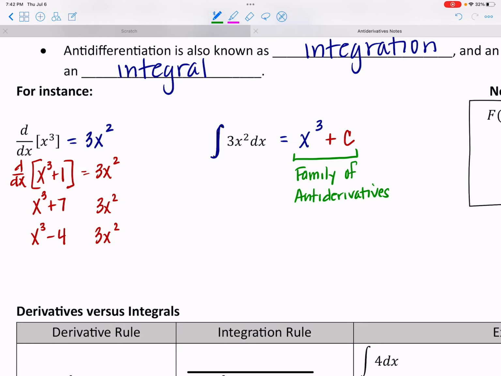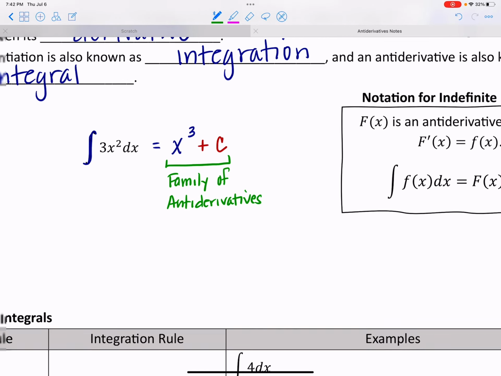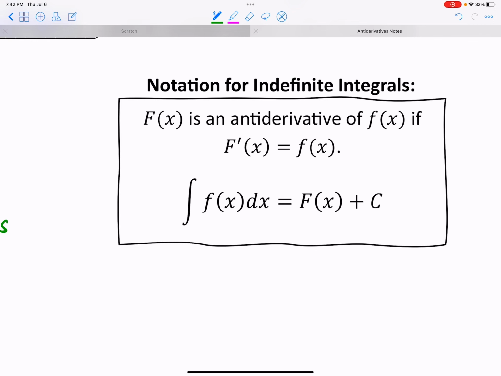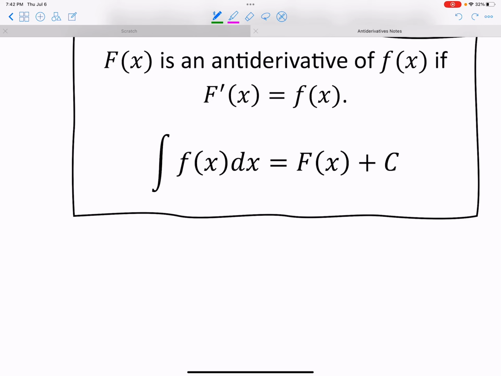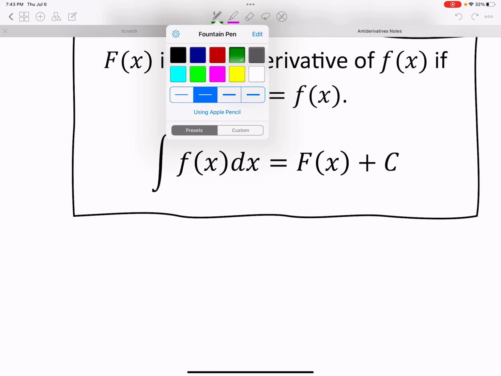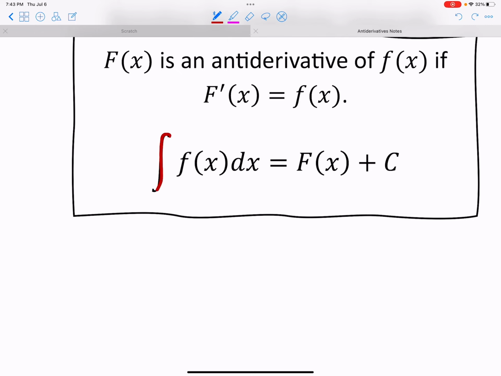Now I just want to talk about a little bit more notation so that we're comfortable, and then we'll look at some of our rules. So capital F of x is notation for our antiderivative of f of x, and so that if we took the derivative of that antiderivative, we would get back to the function that we were looking at, similar to what we just saw. But my bigger focus would be on this here. So this is our notation. This, we just saw, is called the integral symbol.